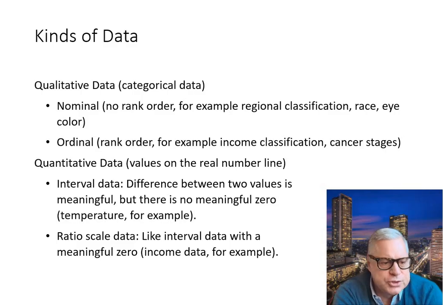So in sum, in statistics, we have two kinds of data: qualitative and quantitative. Qualitative and quantitative are each subdivided into two types. When it comes to qualitative data, we have nominal and ordinal. Nominal, no rank order; ordinal, rank order. Quantitative data, interval data, no meaningful 0, and ratio scale data with a meaningful 0.